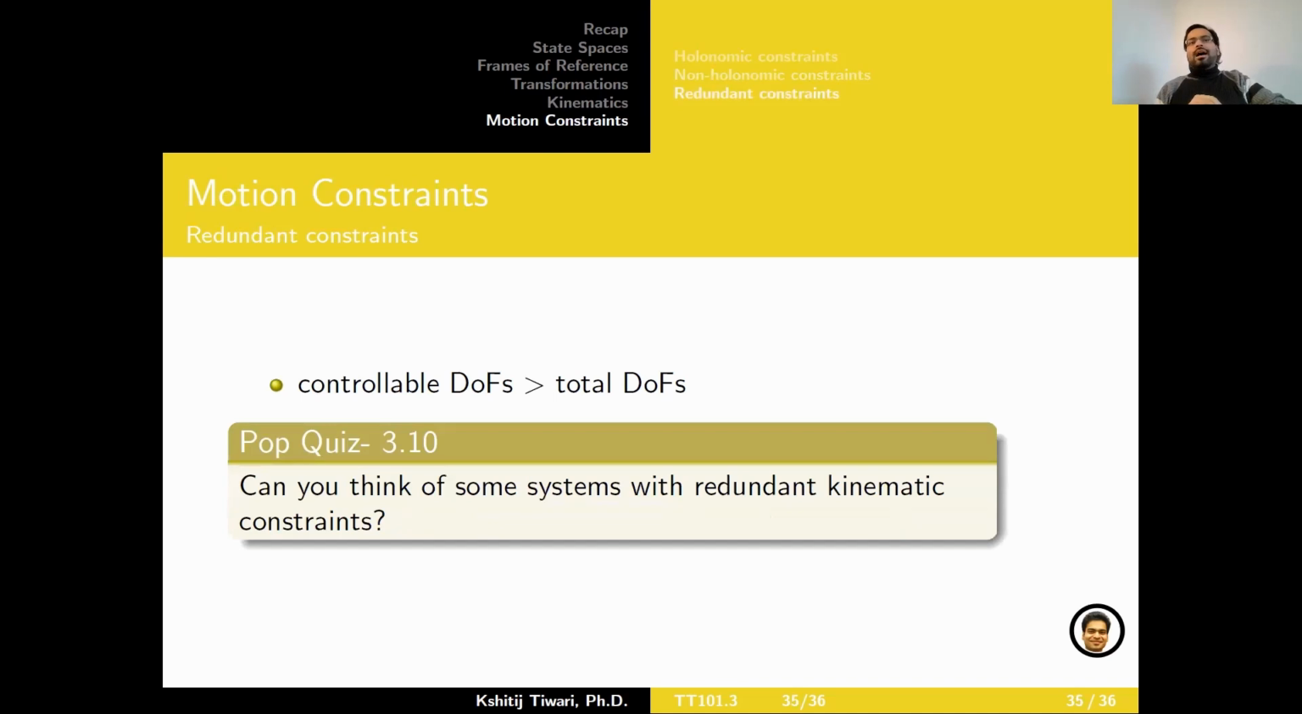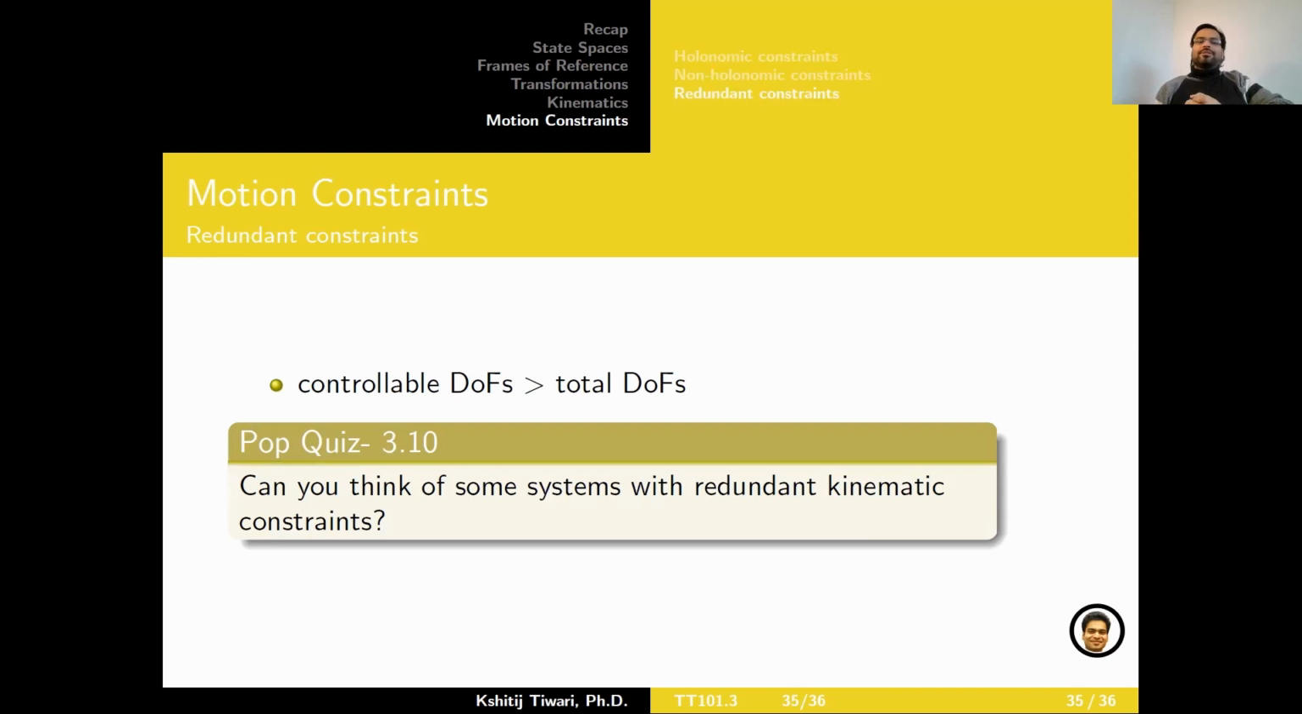Last but not the least are redundant constraints, where the controllable degrees of freedom are even higher than the total degrees of freedom. And this is a brain teaser for you to think what system qualifies for this redundant constraint setting. All right.